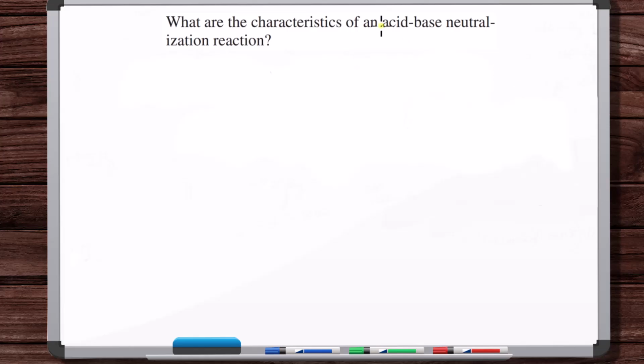What are the characteristics of an acid-base neutralization reaction? Okay, so an acid-base neutralization reaction is a reaction between an acid and a base in aqueous solution. This definition could apply to any system, not just an aqueous solution, but let's think about aqueous solution. So you've got an aqueous solution with an acid dissolved, and then another aqueous solution with a base dissolved. And then if you combine these solutions, what results is an acid-base neutralization reaction.